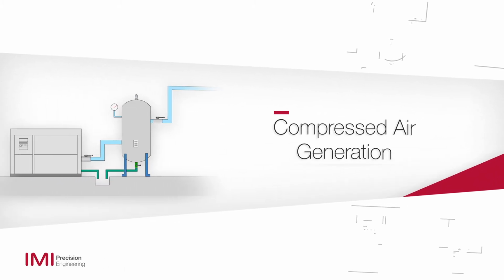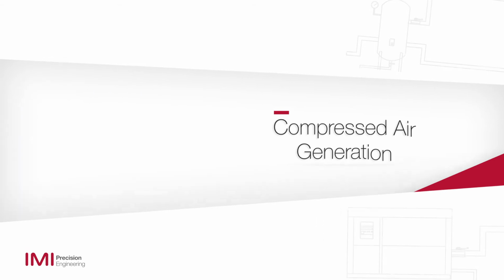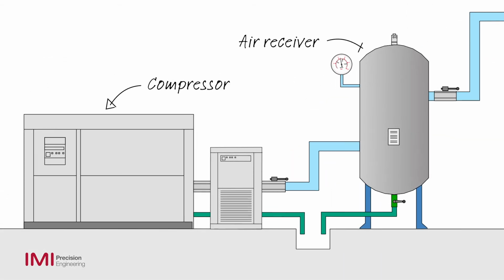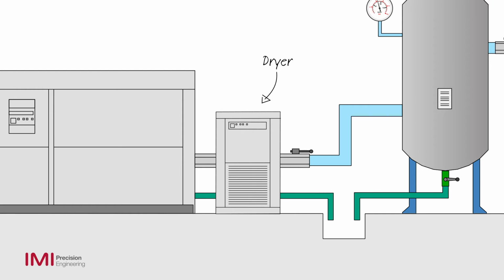Let's have a look at how compressed air is generated. Here is a typical setup, although in reality, the compressor is usually sited in its own compressor house to isolate the noise and heat. In some systems, there may also be a dryer fitted just after the compressor.